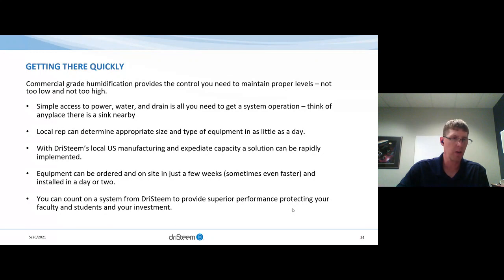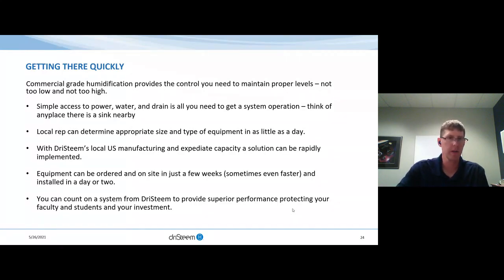Humidification requires water and power and a drain, typically. Depending upon the types of systems, it may need a boiler or gas humidification as well. So it's really looking at: what utilities do I have available? Where can I place it? Your local representative can help address that and review how much additional humidification I need to move to that ideal 40 to 60% range.